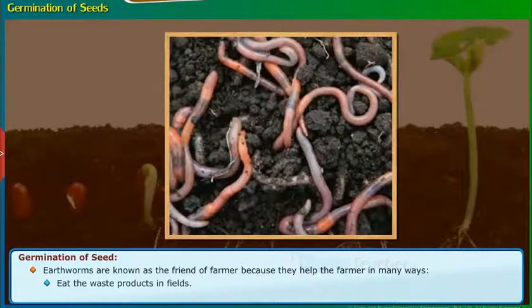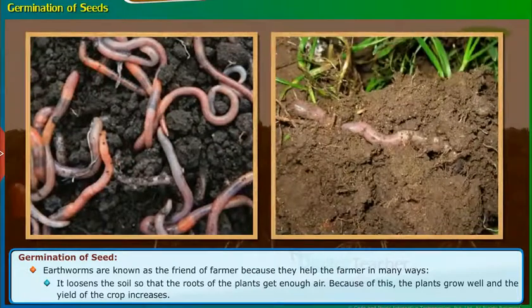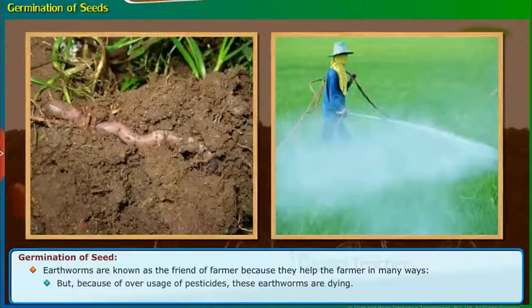They eat the waste products in fields. Soil becomes fertile with their excreta. They loosen the soil so that the roots of the plants get enough air. Because of this, the plants grow well and the yield of the crop increases. But because of overusage of pesticides, these earthworms are dying.